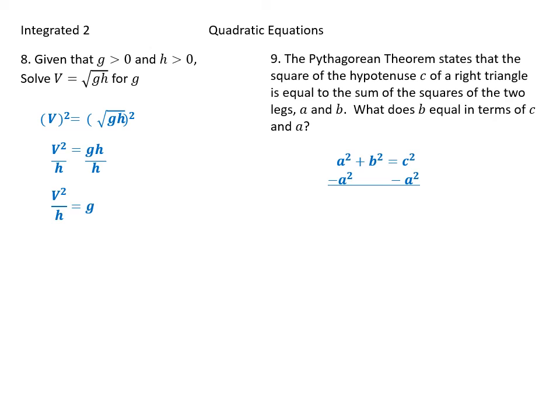So first off, subtract a squared from both sides. Then square root both sides. And whenever you square root, remember there's always two possible answers. b equals plus or minus the square root of c squared minus a squared.